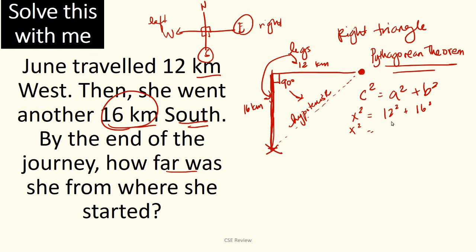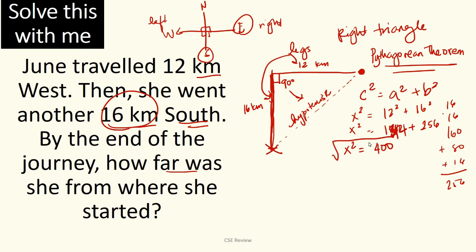Now, we could just solve for this. So, x squared is equal to 12 times 12. Tapos, plus 16 times 16, okay, which is 256. Okay? 12 times 12 pala is 144. Okay, sorry about that. So, 144 plus 256. So, x squared is equal to 400.